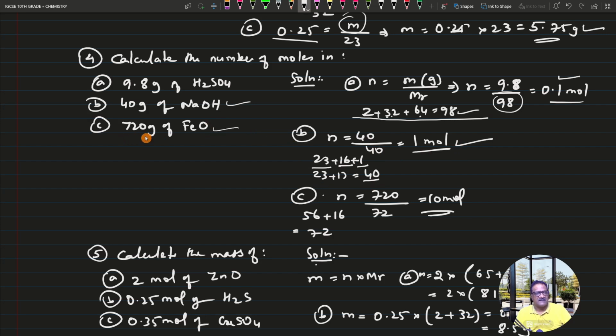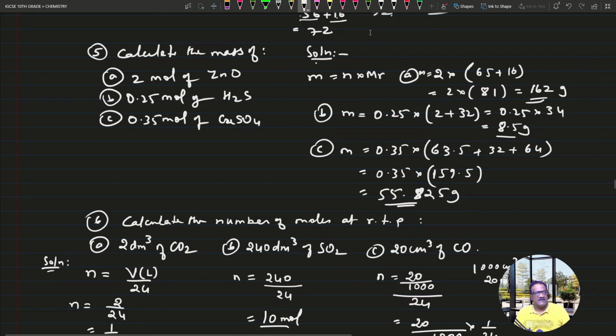Next is 720 gram of FeO. So n will be equal to 720 upon the Mr of FeO. Fe is 56 and oxygen is 16. So 56 plus 16 works out to 72. So n will be equal to 720 upon 72, which works out to 10 mole. So the answer for this is 10 mole. Next question, fifth one: calculate the mass of 2 mole of zinc oxide. Now here again we have to find out the mass and the mole is given to you.